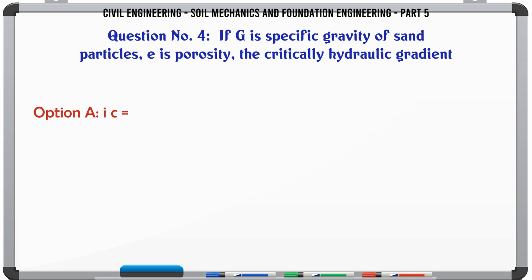If G is the specific gravity of sand particles and e is the porosity, the critical hydraulic gradient ic is: A. ic. B. ic. C. ic. D. ic. The correct answer is ic.